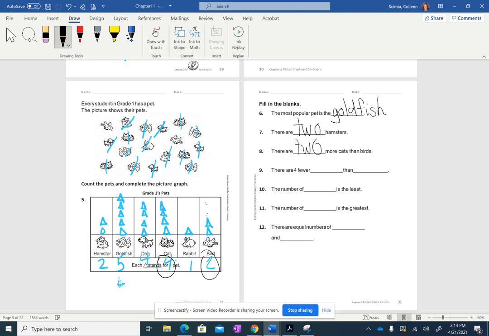There are 4 fewer blank than blank. Wow, so 4 fewer. So what number there, if you took 1 away, would give you 4? So again, goldfish. There are 4 fewer rabbits than goldfish. Because if we were to add 4 to the rabbits, then we would have 5. But right now, there's 4 fewer rabbits than goldfish.